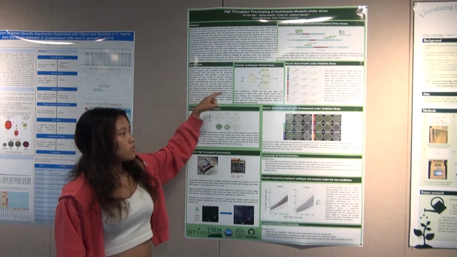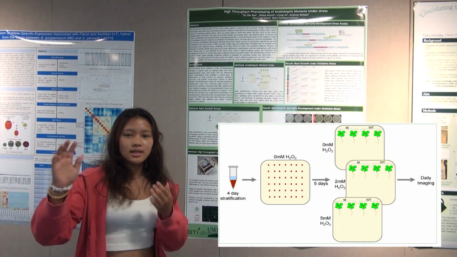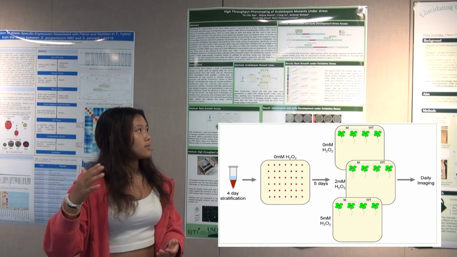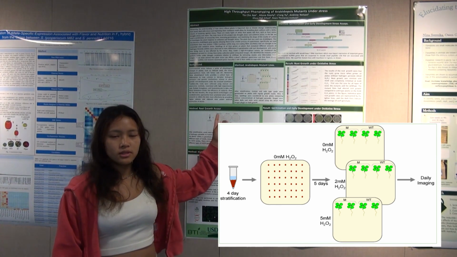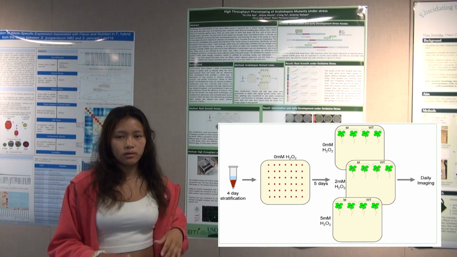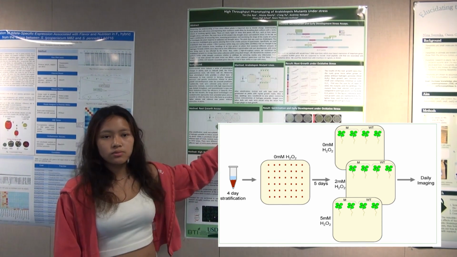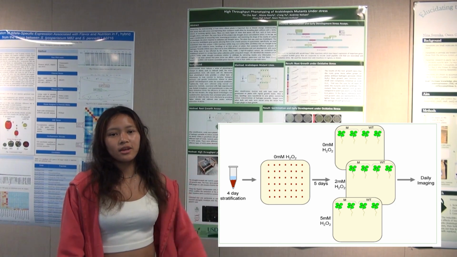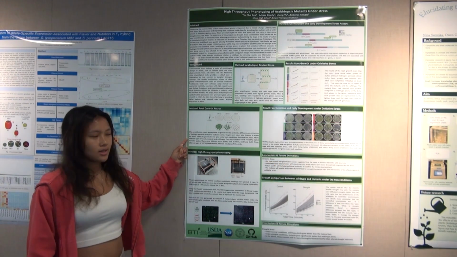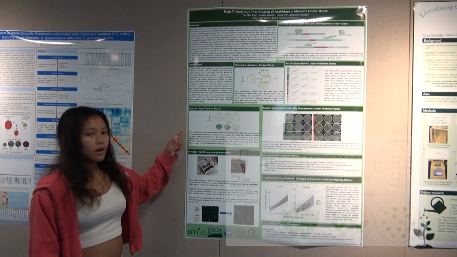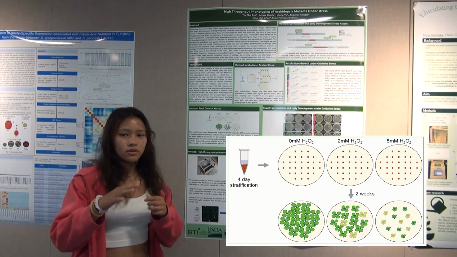And so in the root growth, we plated the seeds on plates that had hydrogen peroxide, and the plates had different amounts. Some had 5 millimolars, some had 2, and some had 0. And so from the daily imaging we took and the root growth analyzing we did on ImageJ, we noticed that as we increased the amount of hydrogen peroxide, the root growth decreased. And that was the same case for the germination assays. So as we increased the amount of hydrogen peroxide on the circular plates, the seeds that germinated decreased.